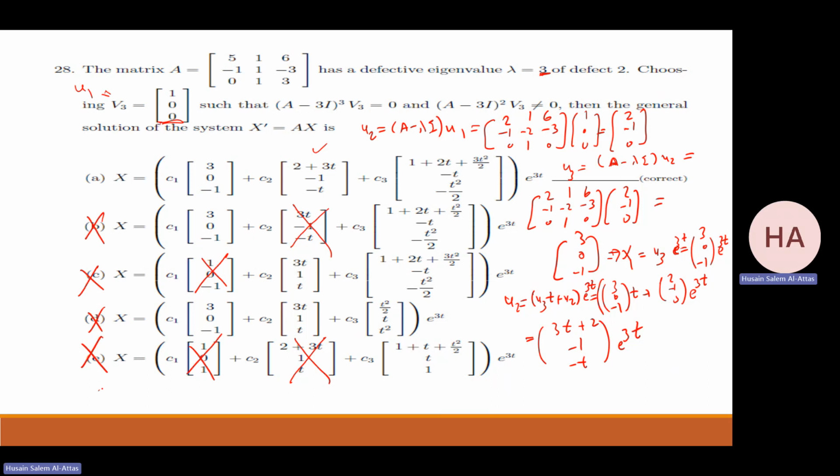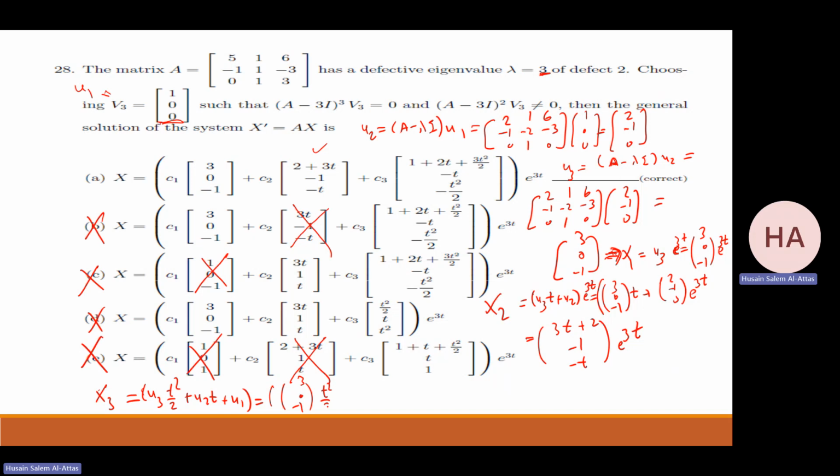But let me find x3 to be on the safe side. Yeah, this is x3, sorry, not u. This is x1. This is x2. So x3 uses U3 t squared over 2 plus U2 t plus U1. That will be what? What is U3? Where is it? 3, 0, minus 1.